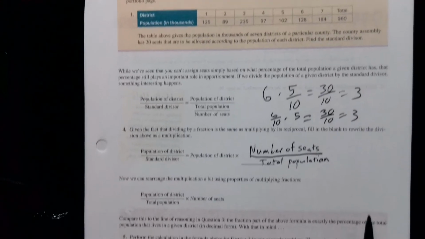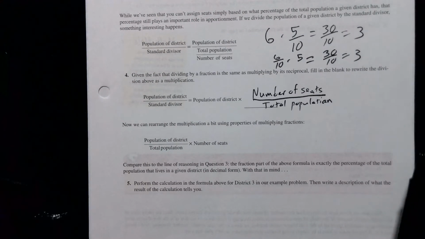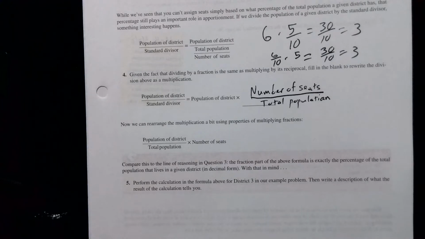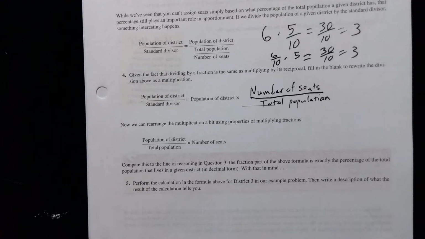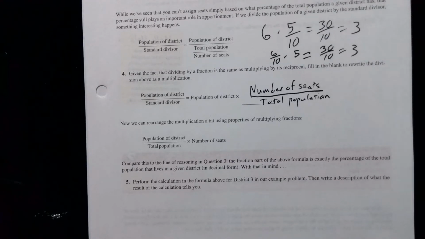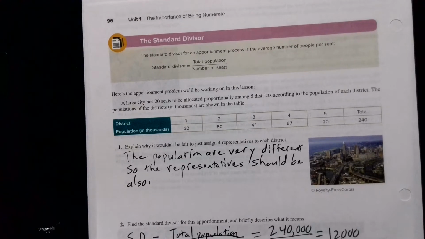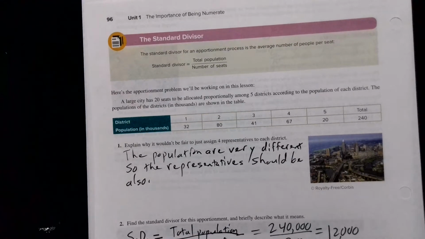So now, we come here to number 5. It says, compare this to the line of reasoning in question 3. The fraction part of the above formula is exactly the percentage of the total population that lives in a given district in decimal form. With that in mind, perform the calculation in the formula above for District 3 in our example problem. Then write a description of what the result of the calculation tells you. Now, if we go back to the previous page, District 3 has a population of 41 or 41,000.